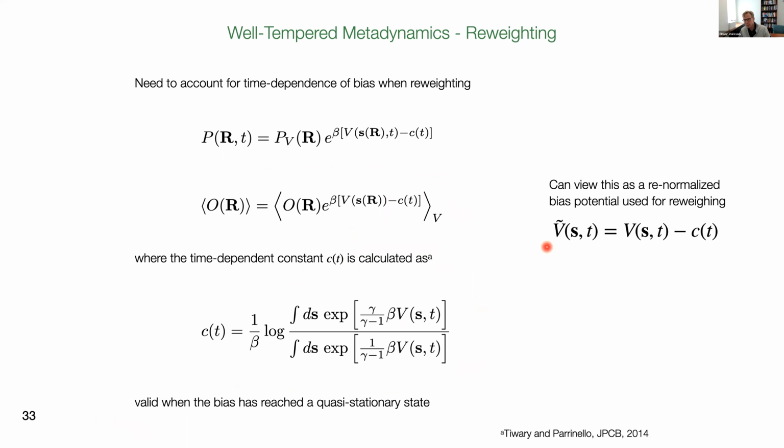So in some sense, you can look at this bias potential minus the C of T as a renormalized bias potential used for the reweighting. And the calculation of this C of T is implemented in PLUMED, so you can directly calculate it on the fly during the simulation. And we will see later on how you can do this in practice.